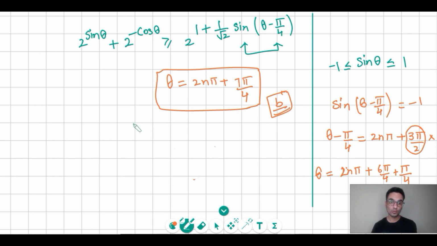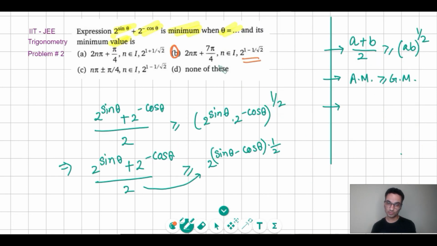Okay, for minimum value we'll just substitute sine theta minus pi over 4 as -1, and what do we get? We get 2 raised to the power 1 minus 1 over square root 2. And let's check if that is the case in option B. And if we look at the option B, yes, that's the value. So we have the correct answer as option B.